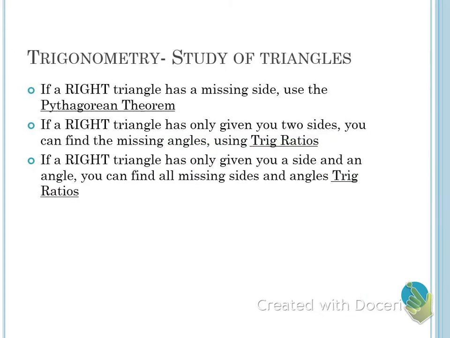The last one we're going to use today, if you're given a side and an angle in a right triangle, you can find all the missing sides and angles using trig ratios. So again, anytime you're dealing with angles, it's going to be a trig ratio. So if a right triangle has given you a side and an angle, you can find all missing sides and angles using trig ratios.